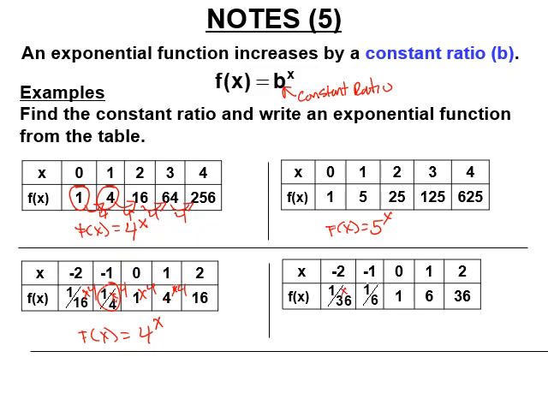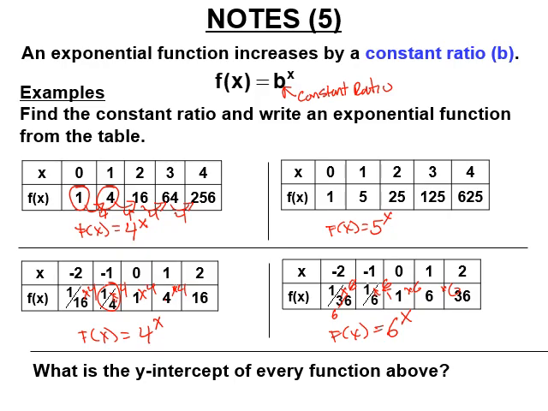Well, 1/36 times what makes 1/6? Well, 6. Cancel. 1/6 times what makes 1? 6. And obviously these are 6. So f of x here equals 6 to the x.